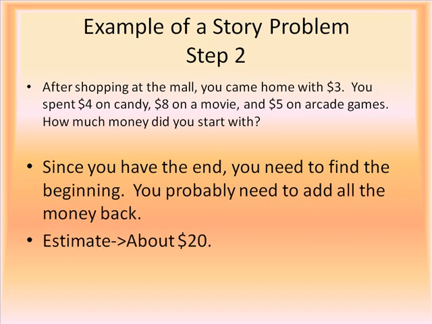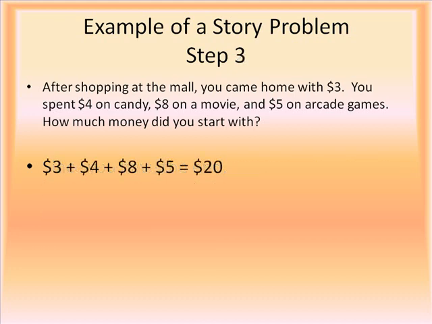Now I start planning. Because I have the end but not the beginning, I will have to trace my steps backwards to find the beginning number. I take a wild guess, and it sounds like maybe about 20 sounds right. The next step is to solve it. Now in this case, since we're going in reverse, I won't be subtracting. I will be adding because I will put that money back to figure out how much I had.